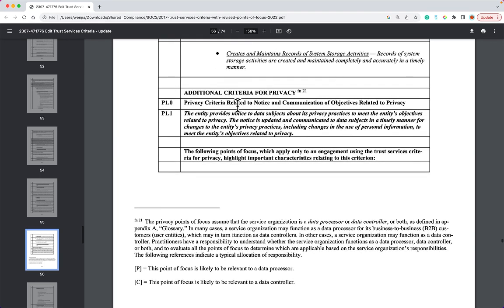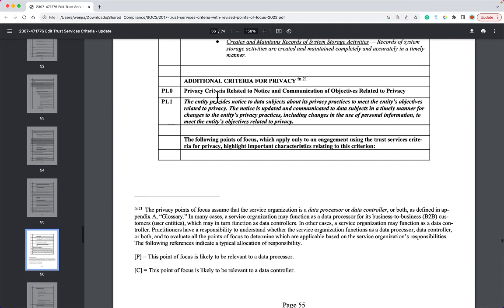And next one, criteria for privacy. The privacy principle one. Criteria related to notice and communication of objectives related to privacy. So this is only a criteria, not a principle. Any activity or information related to notice and communication, they are related to privacy.